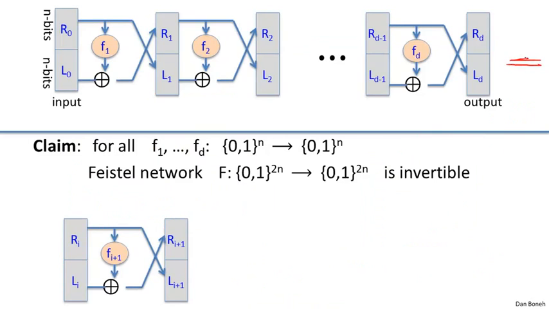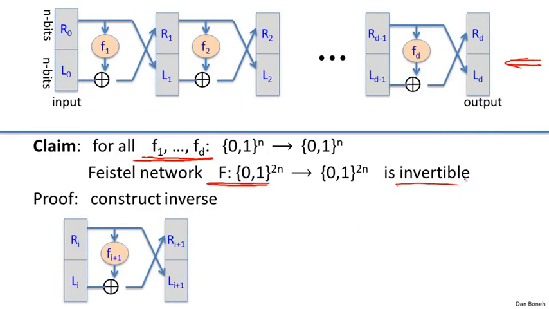So here we have again, I just copied the picture of the Feistel network, and the amazing claim is that in fact it doesn't matter which functions you give me. For any functions F1 to Fd that you give me, the resulting Feistel network function is in fact invertible. And the way we're going to prove that is basically we're going to construct an inverse, because not only is it invertible, it's efficiently invertible.